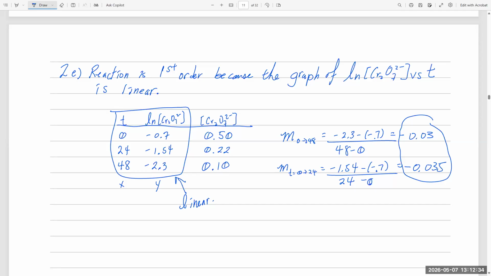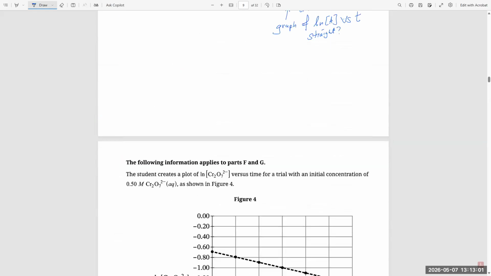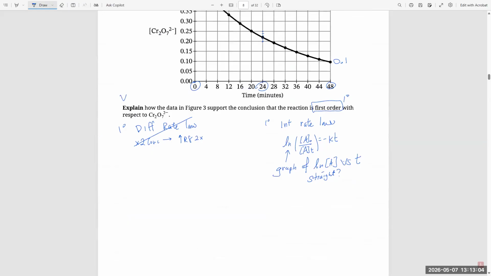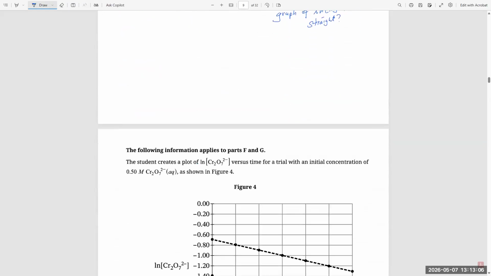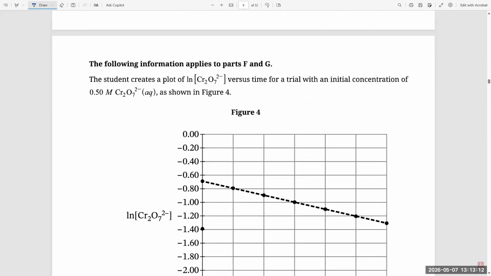In that case, all this calculation, all this charting I did, it's not really necessary. So you could actually get away with this entire question 2E by just writing reaction is first order because the graph of the natural log of dichromate ion concentration versus T is linear. If you write that, you could have skipped all this and you would probably still get full credit. Okay. All right. So moving on. 2E is done. And actually, in retrospect, I would just default to that definition of integrated rate law, and just be done with it.